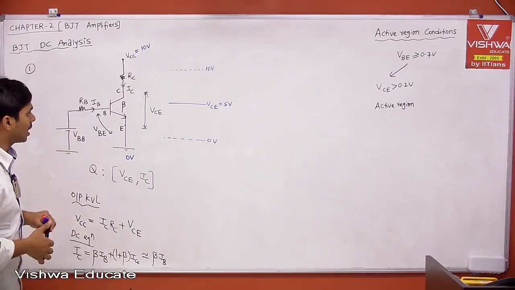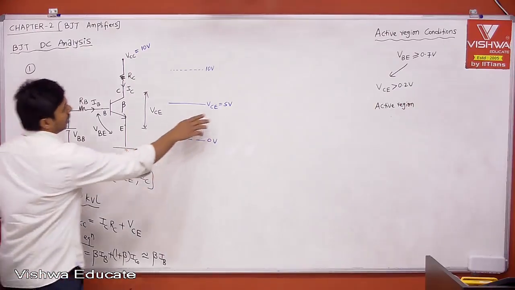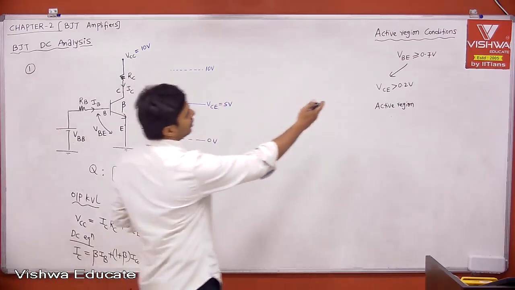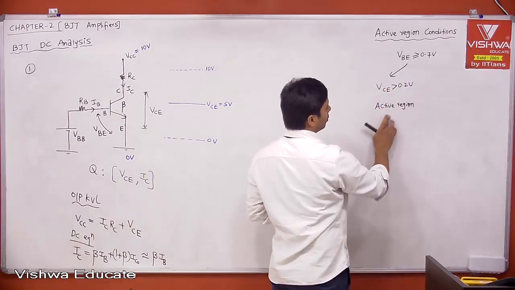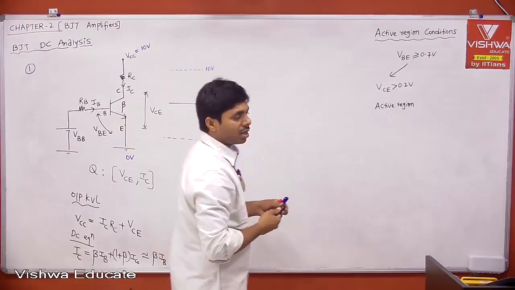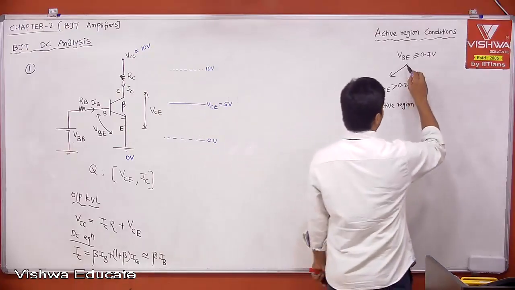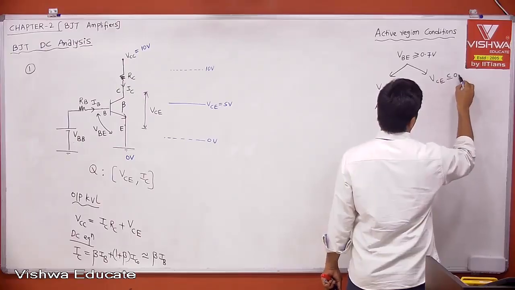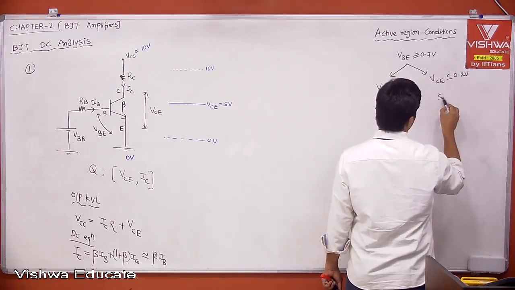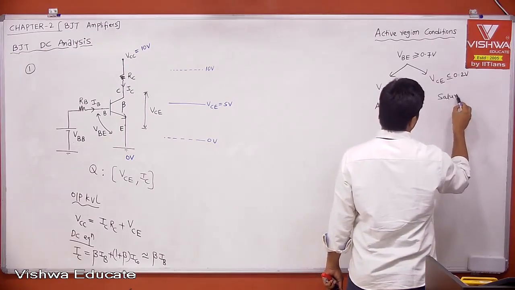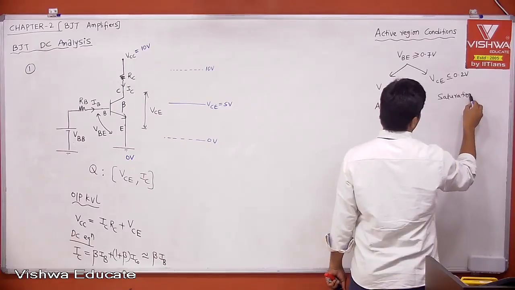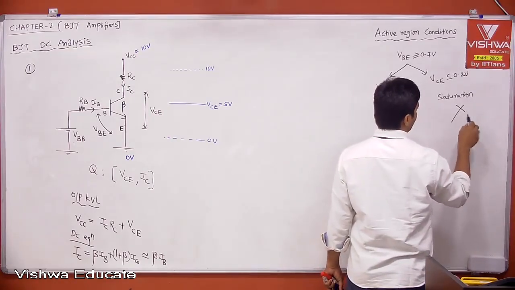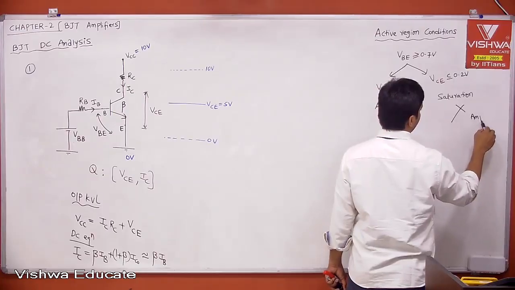Done? Okay. Now, when VCE is 5 volt, is it an active region? Yes, because if VCE is greater than 0.2, active region. Yes, that is an active region, right? And maybe to complete, if VCE is less than or equal to 0.2, this is what is called saturation region, then it is not suitable for amplification.